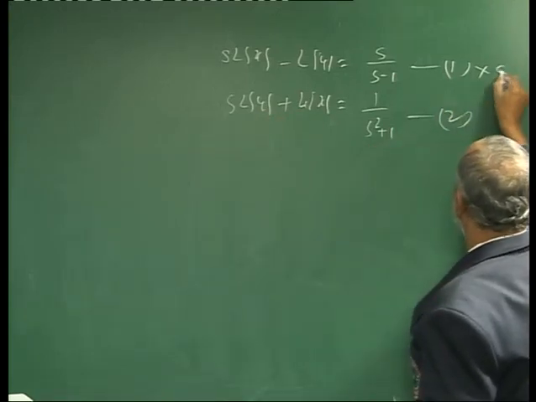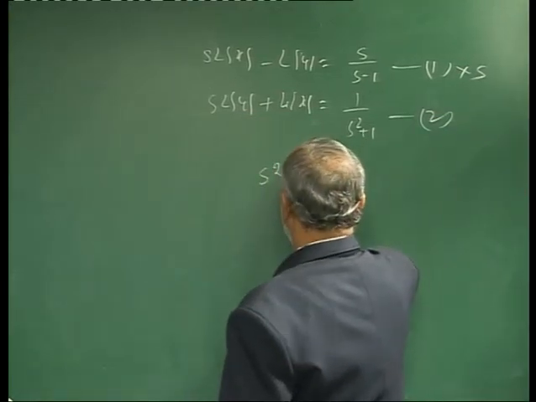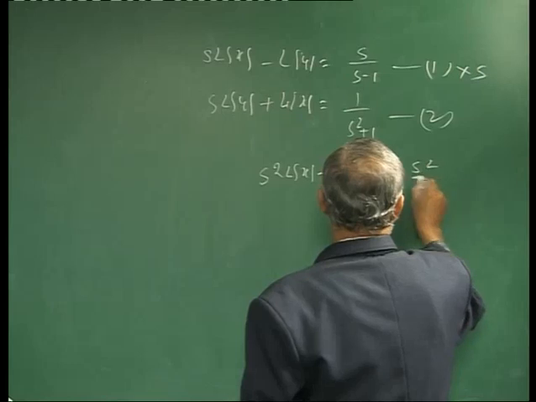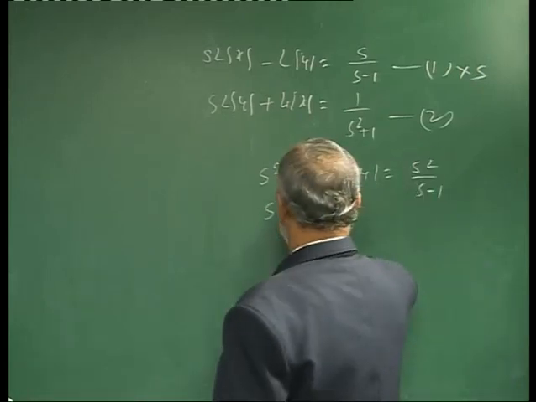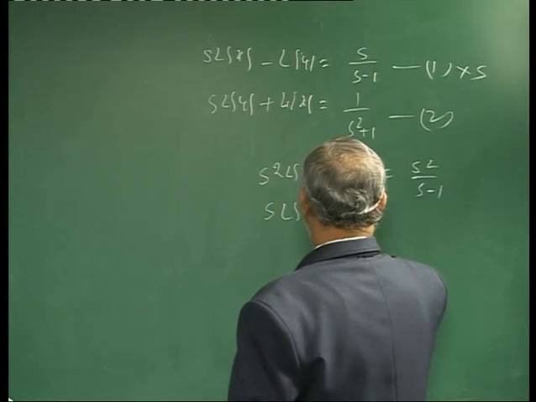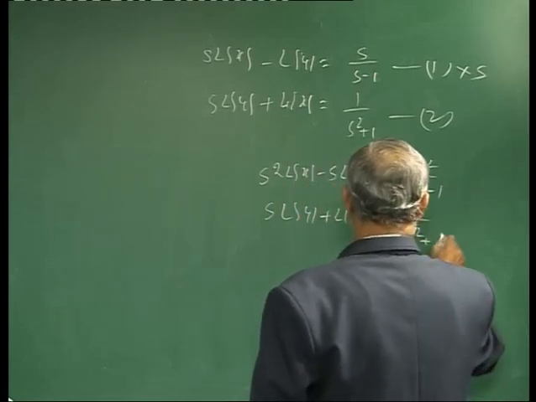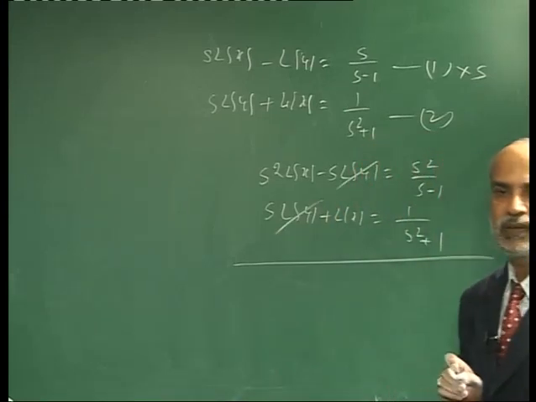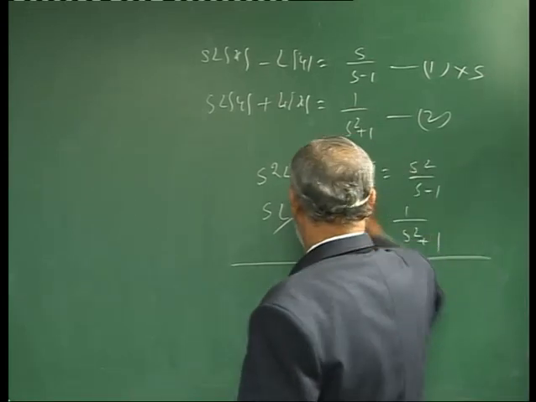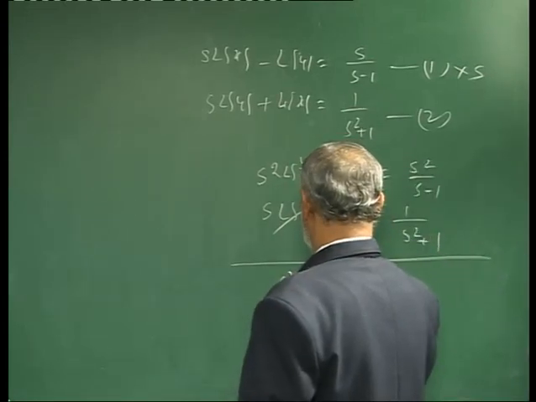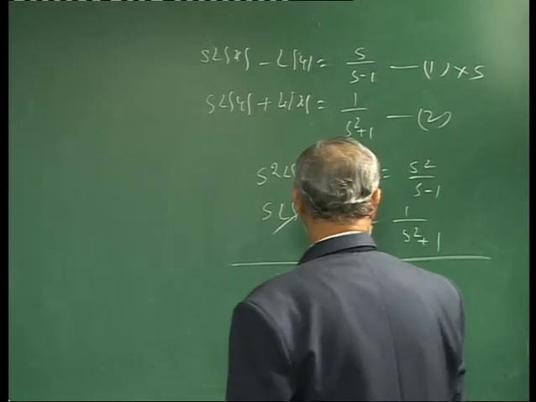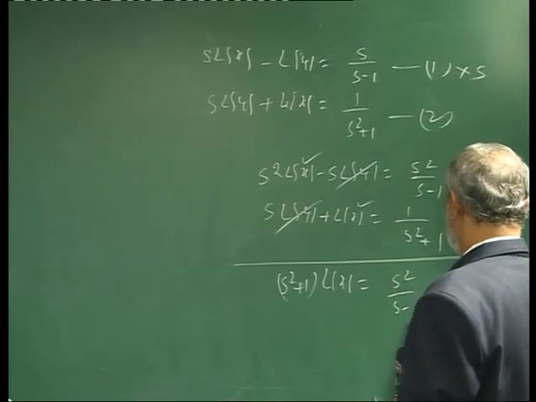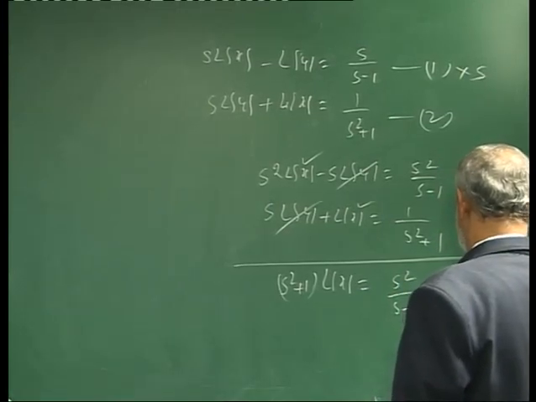You can multiply the first equation by S. What do you get? S squared into L of x minus S into L of y is equal to S squared by S minus 1. Here S into L of y plus L of x is equal to 1 divided by S squared plus 1. If adding, here minus S L of y plus S L of y will get cancelled. Then what you get? Here L of x, here also L of x, so S squared plus 1 into L of x is equal to, what you get here? Here S squared divided by S minus 1 plus 1 by S squared plus 1.